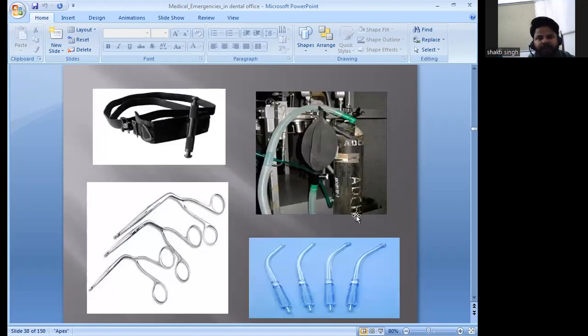Now these are the images of emergency equipment. This you can see here is the oxygen delivery system. Then these are the different suction tips that can be used. Then this is the McGill's forceps, and these are tourniquets. Basically, they are used to restrict the blood flow. So these are the different emergency equipment that we use in emergency situations.